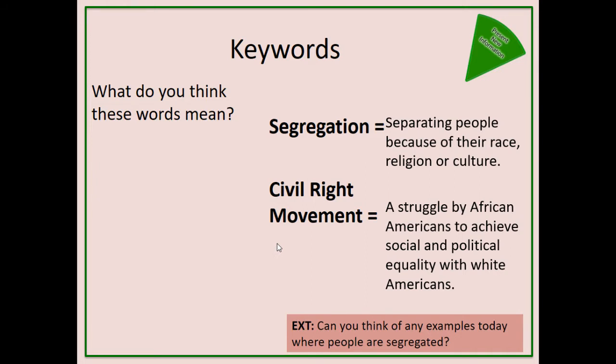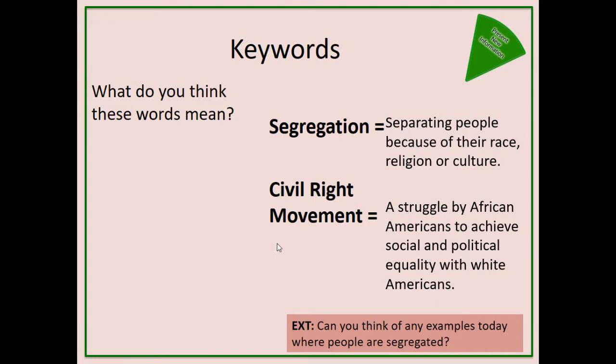So it's about separating things, but in this case, it's separating people. Okay, so separating people because of their race, religion, and culture. And the civil rights movement was the struggle by African Americans to achieve social and political equality with white Americans. So that means that they were fighting to be treated the same as white Americans.